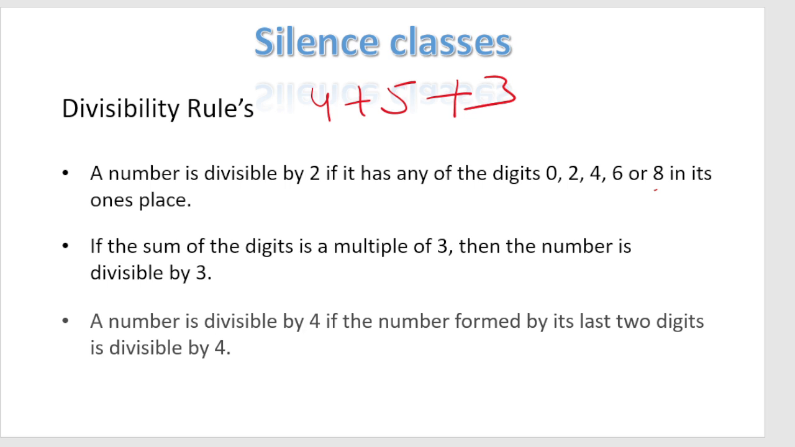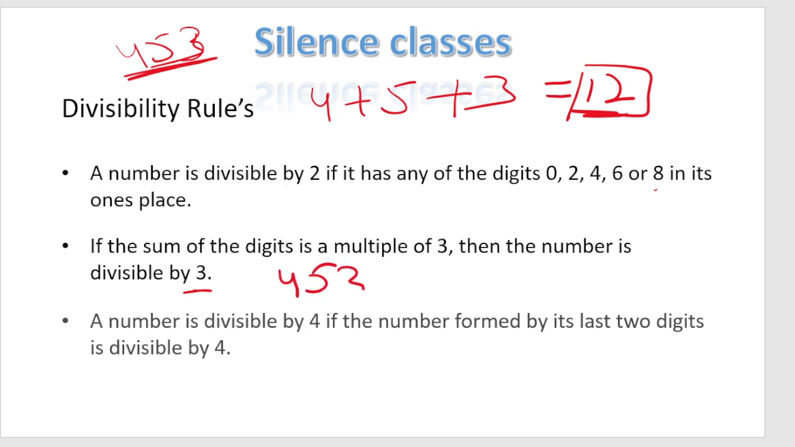plus 3. The number given is 453. So we will add all the digits present in the number. 4 plus 5 is 9, 9 plus 3 is 12. Now, is 12 divisible by 3? Yes. 3 fours are 12, so 12 is divisible by 3. This means this number is also divisible by 3.